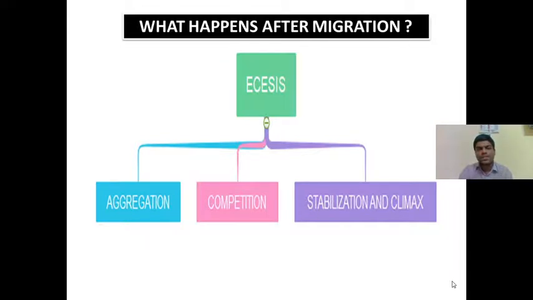Now in Ecesis, after the successful establishment of plant, these three things will happen. Again, one more mind map is there, and in this you can see first aggregation, second competition, and third stabilization and climax. So these are the three most important steps after migration or after successful establishment of plant into a new area. Now we will see all these three steps in details.